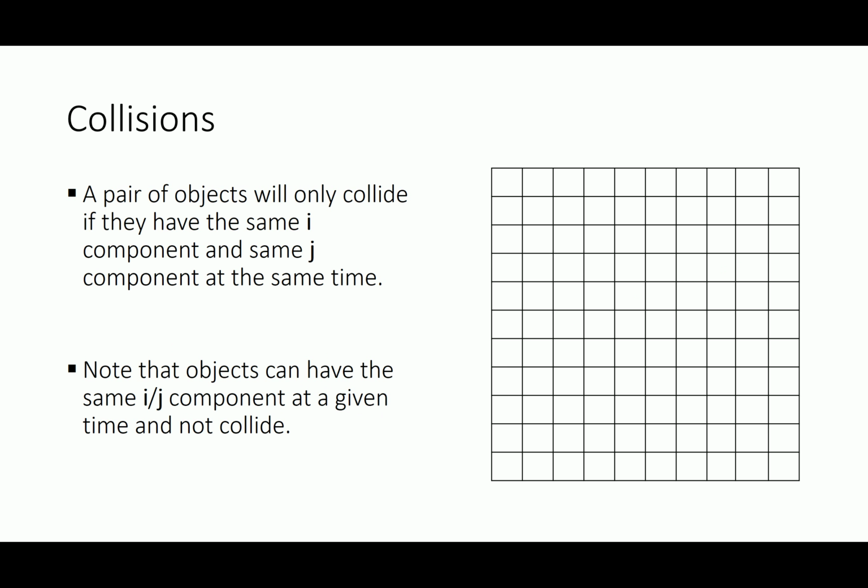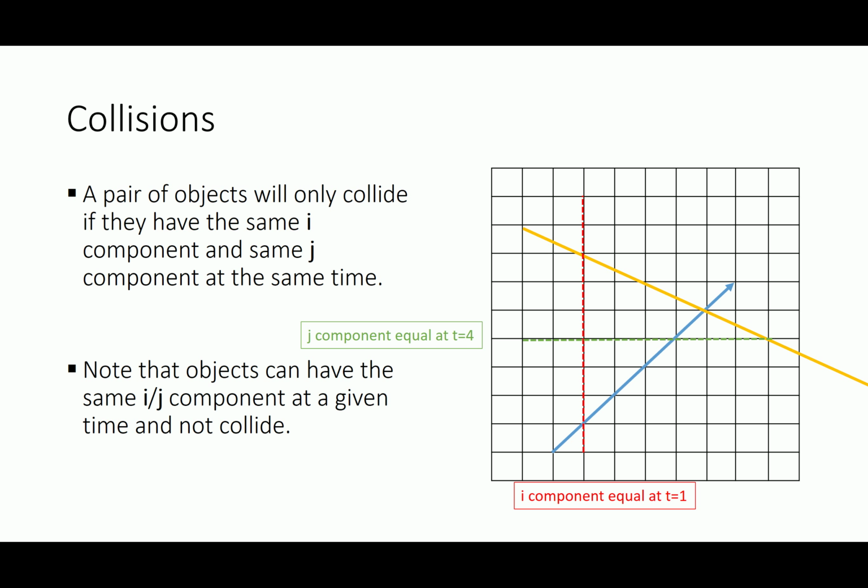Well, for objects to occupy the same space, they must have the same i component and the same j component at the same time. It's important to note that objects can have the same i or j component at a given time and still not collide. So here we notice that the i components are equal, the j components are equal, but there was no collision involved here, and the reason for that is that the time values are very different.